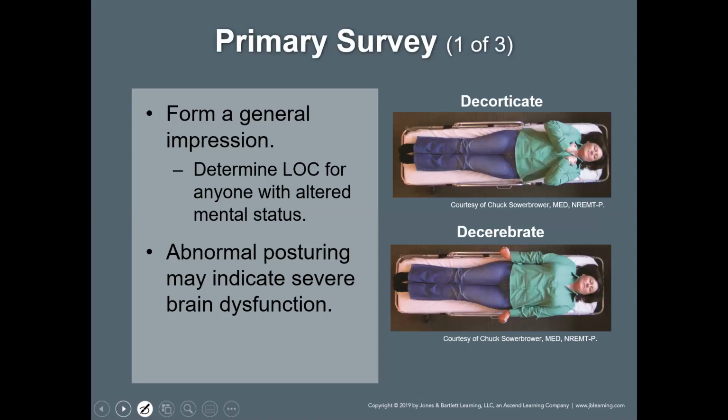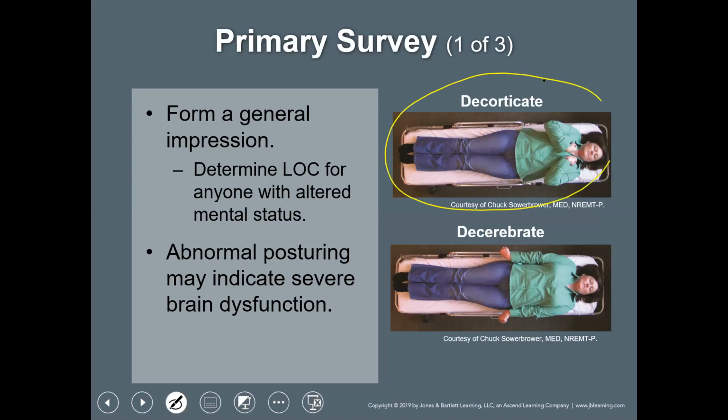Okay, so we're going down in our scene size-up, and we've considered all those issues. Now we're on our primary survey. It is done the same way on every single patient. Form your general impression, check their level of consciousness, if they're altered, see if anyone's there to answer questions for you. Look how they're, if they're posturing. This is showing you a decorticate posturing. You can see this one right here where she's drawn her arms, flexing her arms in. They usually extend their feet out as well.